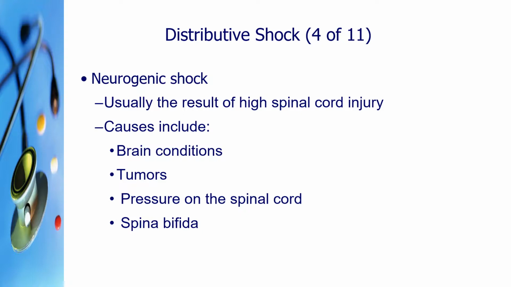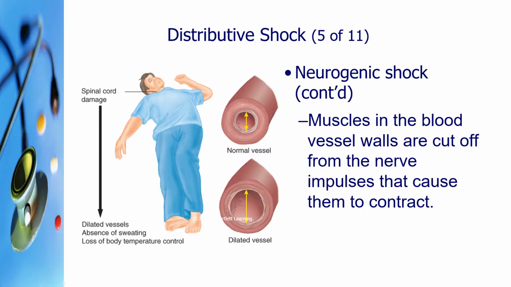Neurogenic shock is usually the result of a high spinal cord injury. The causes include brain conditions, tumors, pressure on the spinal cord, or spina bifida. Muscles in the blood vessel walls are cut off from the nerve impulses that cause them to contract.